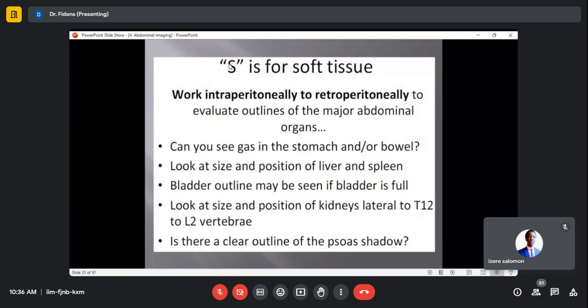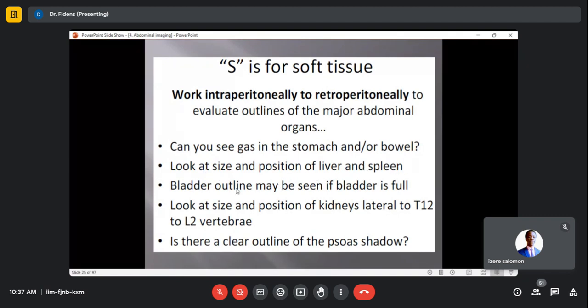So that already for S now. I said work and can think of intraperitoneal or retroperitoneal diseases. You check if you are able to see the gas in the stomach and the bowel, intestines. Look at the size and position of the liver and spleen. That's what I have said.